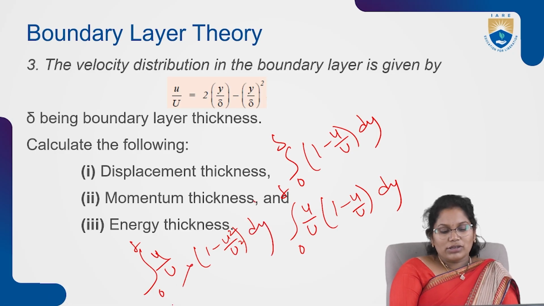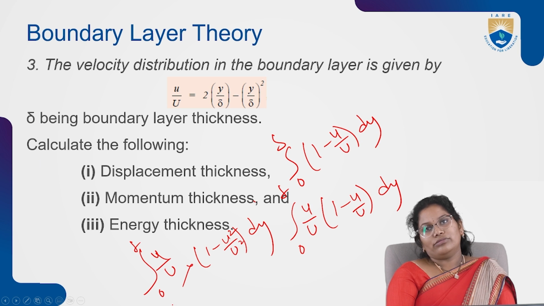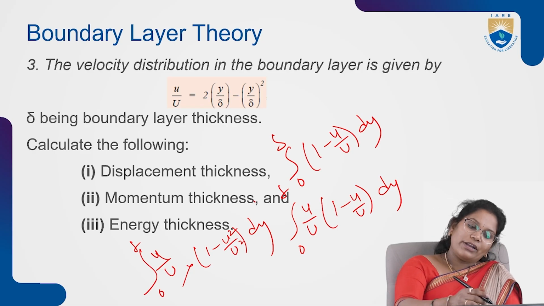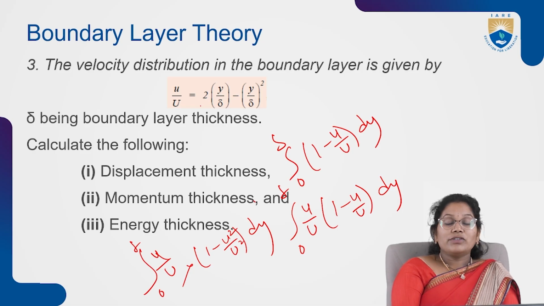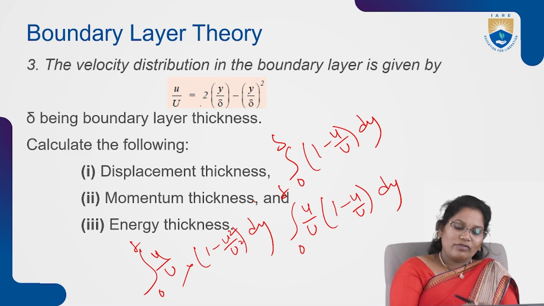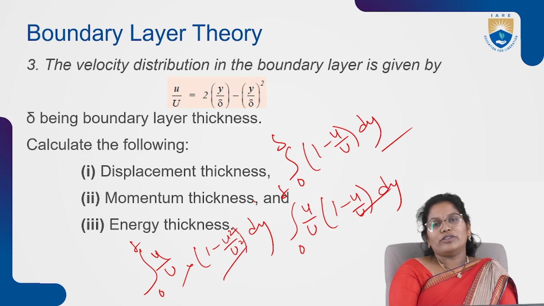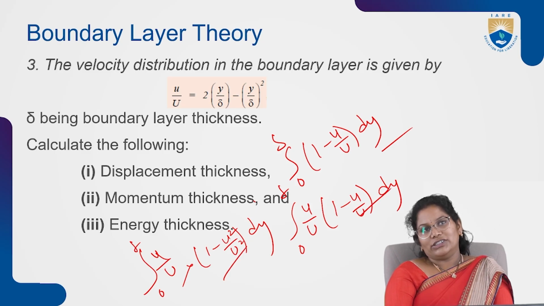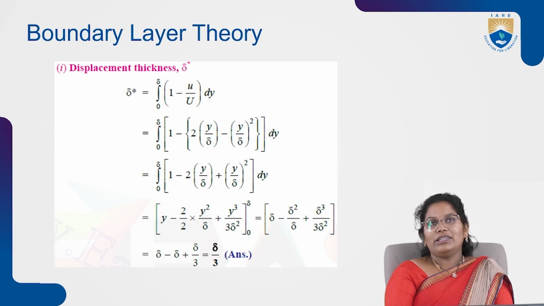Right? This value you have to calculate. So in place of capital U by small u, small u by capital U is equal to 2y by delta minus y square by delta square, as given here. We have to calculate the three thicknesses: displacement, momentum and energy. Delta is the boundary layer thickness.